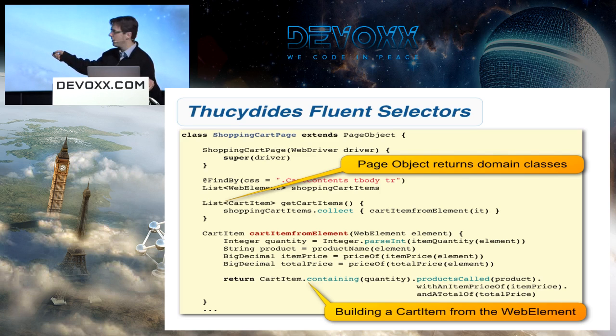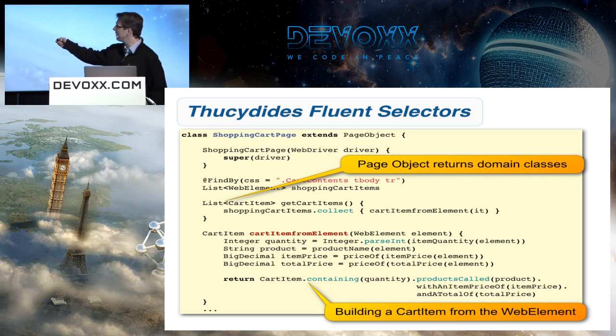So we've got product name, price of item price element, price of total price element. And those methods go and look up a web element inside the cart item. So step back a bit. Here we have a list of web elements. So that, the shopping cart items, is a list of web elements.